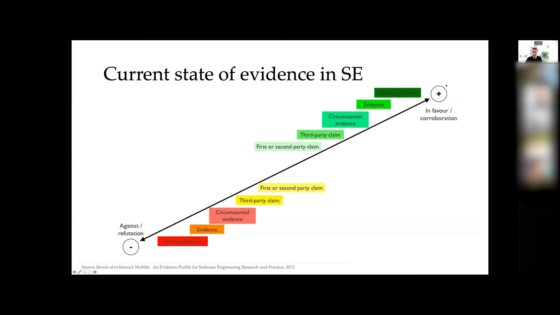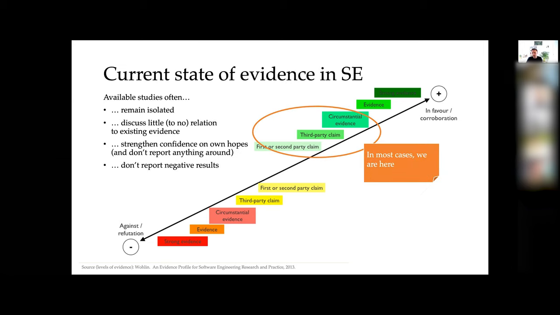And we can do so in favor of a theory when we talk about corroboration, but we can also do this, of course, against a theory when we talk about refuting a certain theory. Now, in most of the cases in software engineering, we are on the positive side, but rather weak. So most of the theories we have are rather weak in the sense that we don't have much evidence in favor of them. And there are many, many reasons for that.